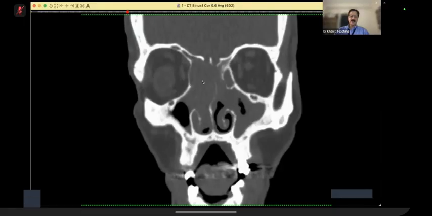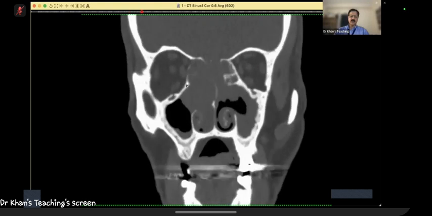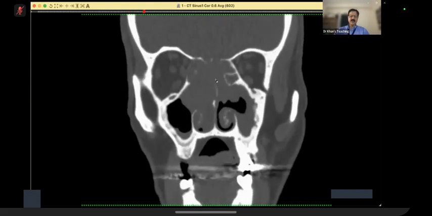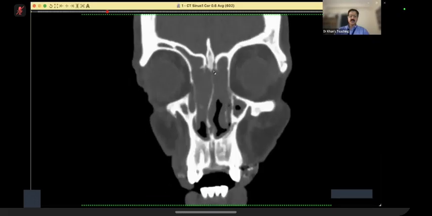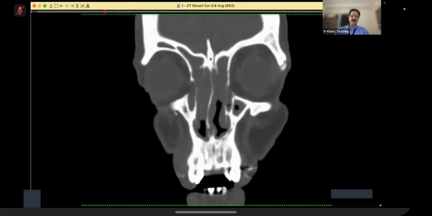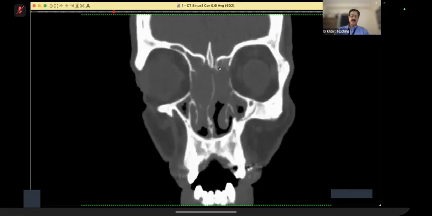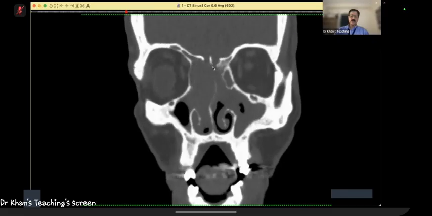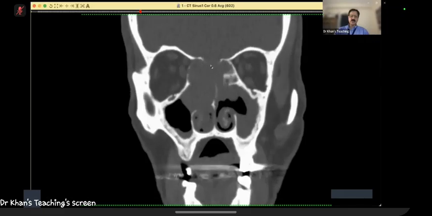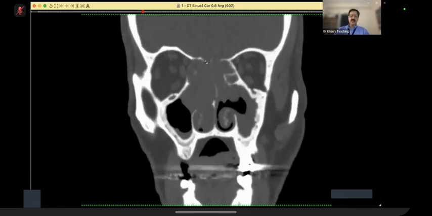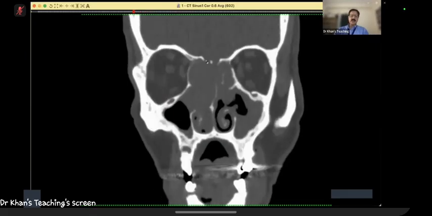You can see there is a bit of mass effect. It is sort of indented, deviated to the outer side, and you can see this mass effect. Here, on the other hand, this is the crista galli, and superiorly here, you can see that there is a bit of erosion. So this is, by definition, the cribriform plate of the ethmoid bone, and that is eroded.